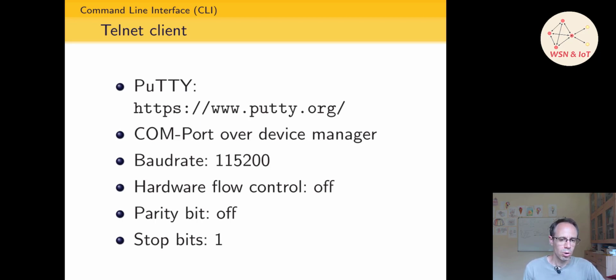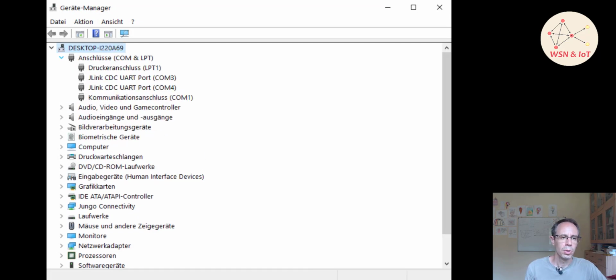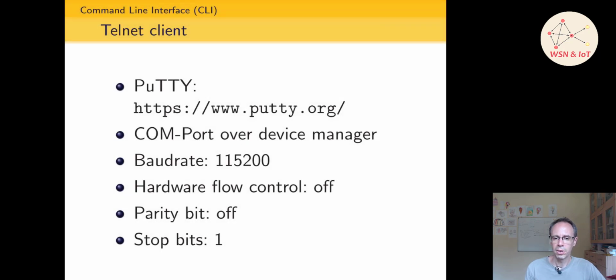We need to know the COM port. In Windows we find it over the Device Manager. We see here my devices have COM port 3 and 4 for the J-Link. With your computer it can of course be different ports. We have to choose the baud rate, which is 115,200. Hardware flow control off, parity bit off, and stop bit 1.